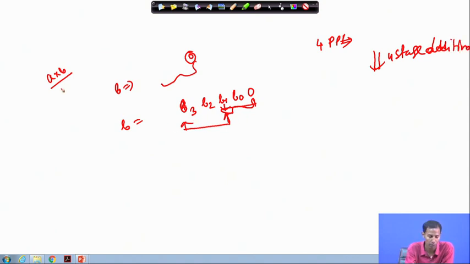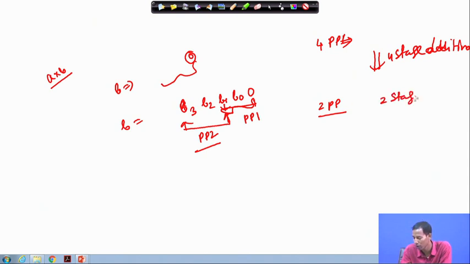But if I use Radix-4 Booth's recoding, then there is PP1 for this particular case and PP2 for this particular case. So, I need only two partial product sets, which means only two stages of addition operation. So, I have reduced two addition operations by using this recoding technique. This is the beauty of Booth's multiplication: we can reduce the delay by 50%.